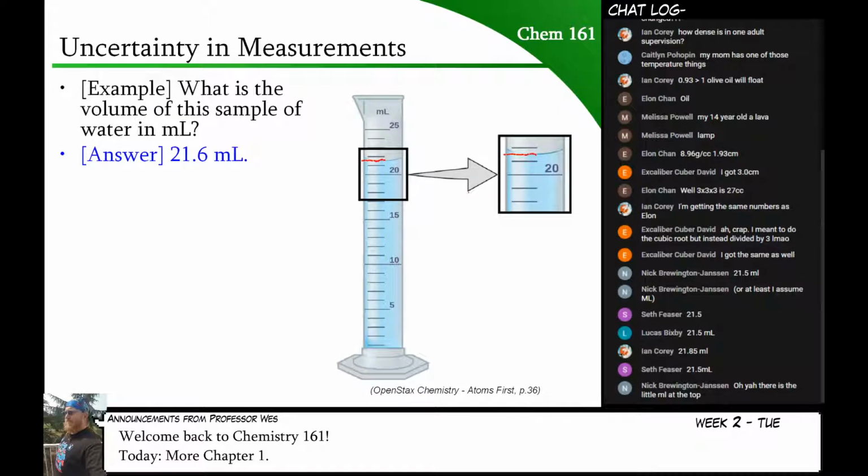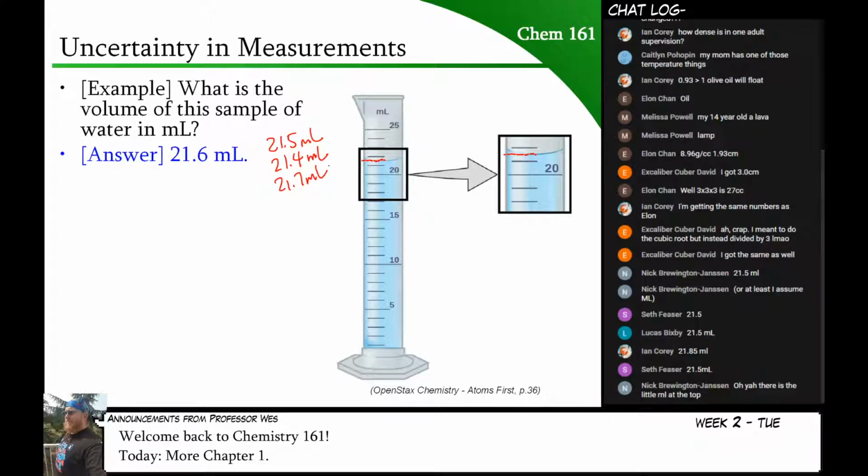Like, it looks halfway between, but could it be a little higher or a little lower? Well, sure. So if you wrote down something like this, or that, or maybe even this, I think all of those are good. But we would know better than to write 21.0, because it doesn't land right on the line.